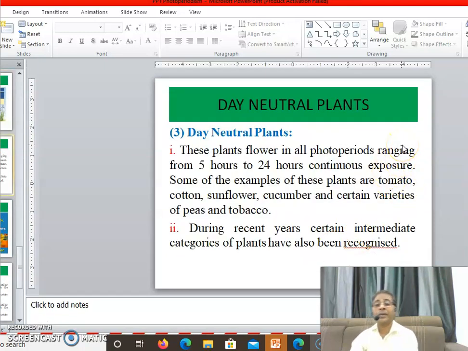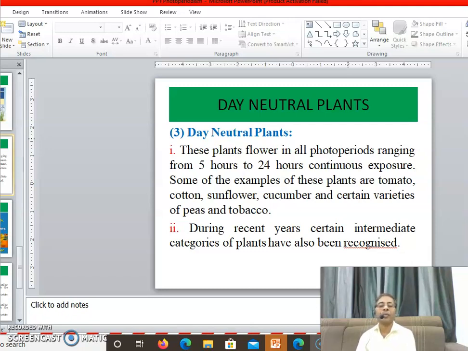Lastly, we discuss what is meant by day neutral plants. These plants flower in all photoperiods, as compared to short day plants and long day plants. This type of plant flowers in all photoperiods ranging from 5 hours to 24 hours of continuous exposure. Examples are tomato, cotton, sunflower, cucumber and certain varieties of peas and tobacco.